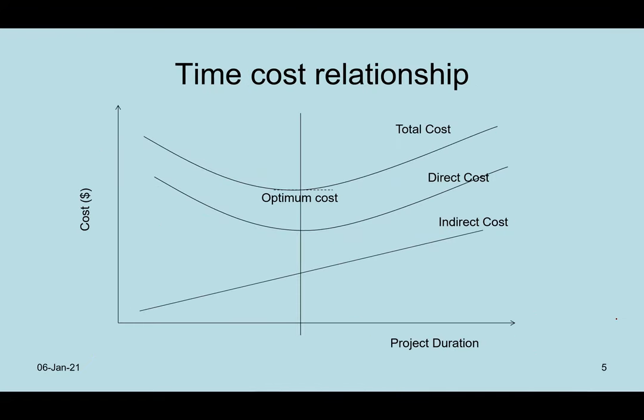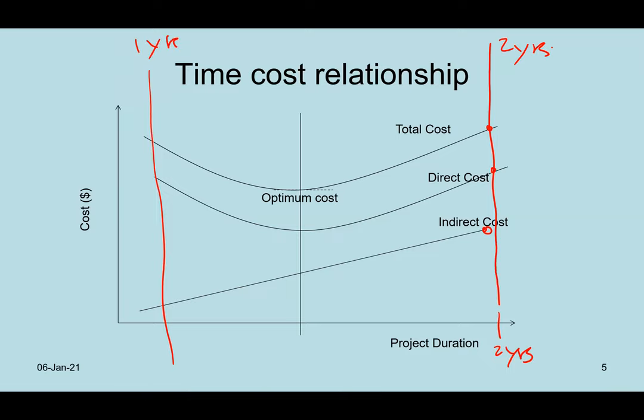All right. Time cost relationship. In project cash flow, you are going to see another graph, but this graph simply says, here, project duration, let's say 2 years. This point indicates 2 years of project, and this point indicates perhaps 1 year. So about 10% of the total construction cost is indirect cost, whereas direct cost is about 90%.